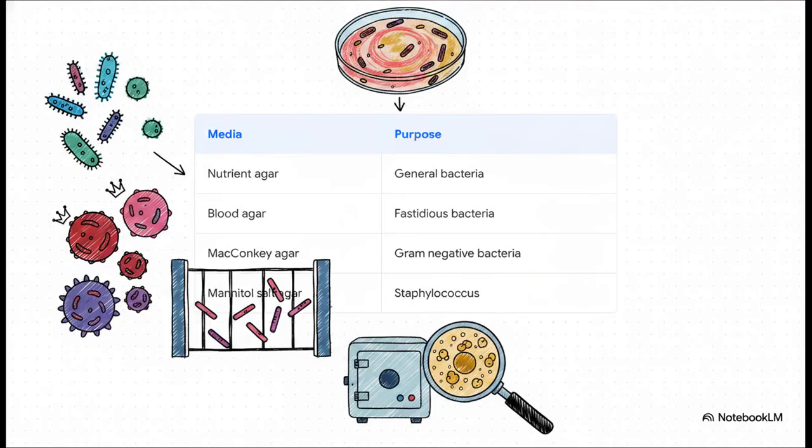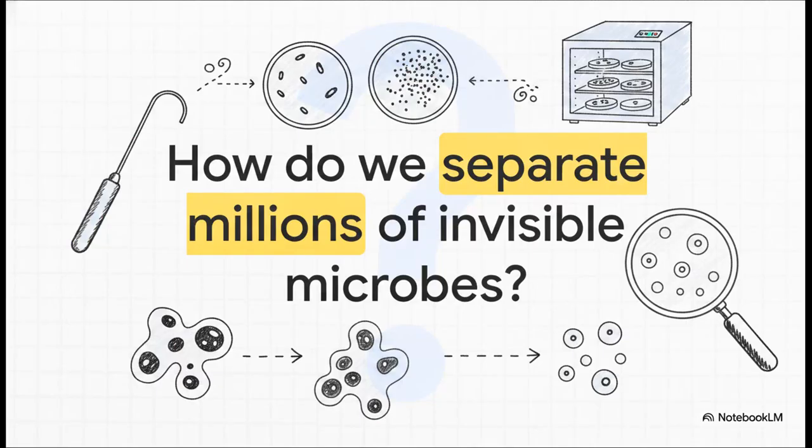And depending on what kind of bacteria we're looking for, we actually use different types of culture media to grow them. Nutrient agar is your standard general-purpose medium. But if you have fastidious bacteria, which is just a fancy way of saying they're kind of picky eaters and need really rich nutrients, you'd use blood agar. Then we have what we call selective media. These are special environments that only let certain suspects grow. For example, MacConkey agar is specifically for gram-negative bacteria, and mannitol salt agar is what you'd grab if you're trying to isolate Staphylococcus.